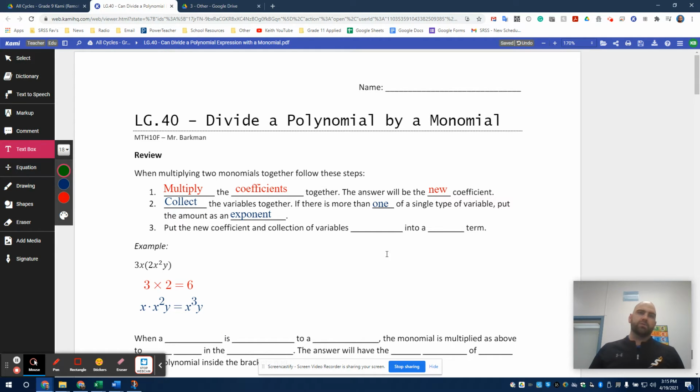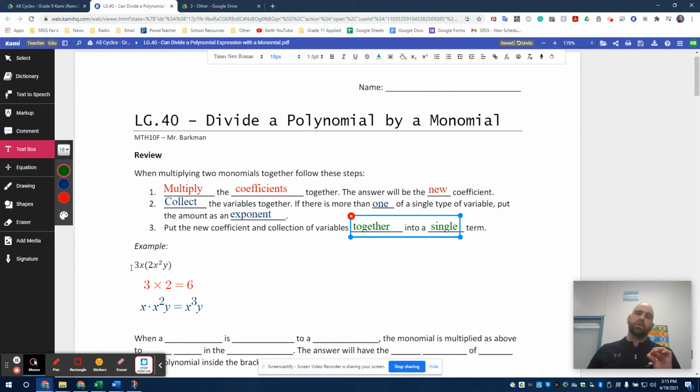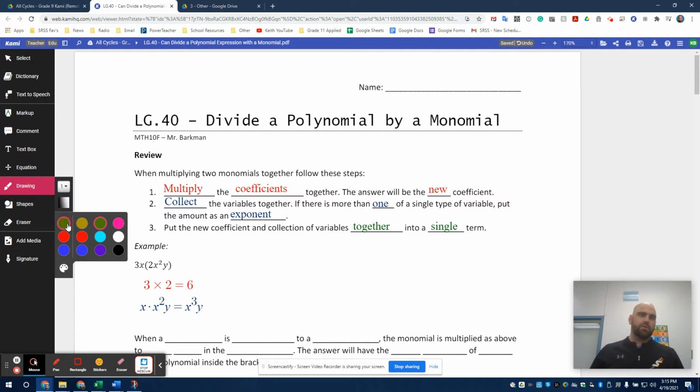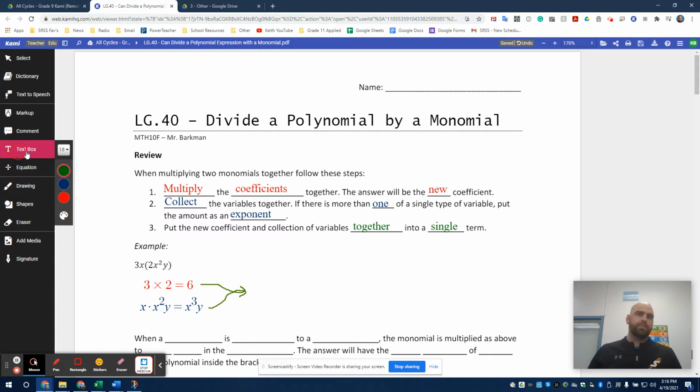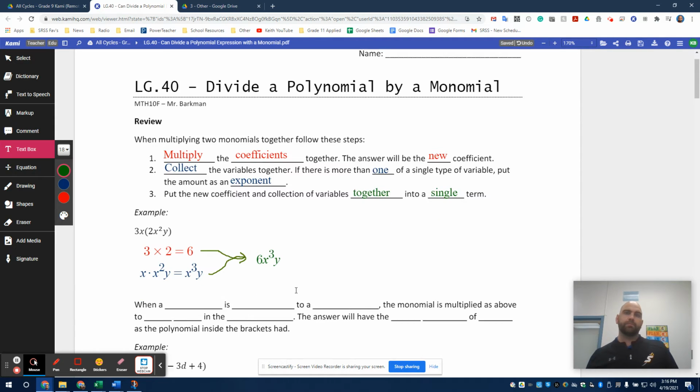Now the final thing we need to do is put the new coefficient and the collection of variables together into a single term. Again, this is when we're multiplying a monomial to a monomial. What we get is a 6 in front and then x cubed y. So that's our new monomial, or new term.